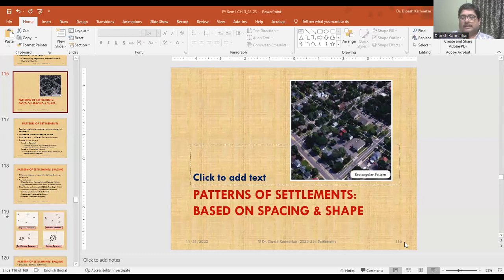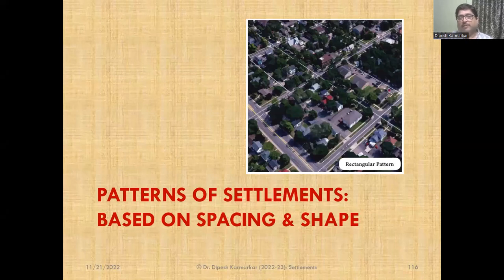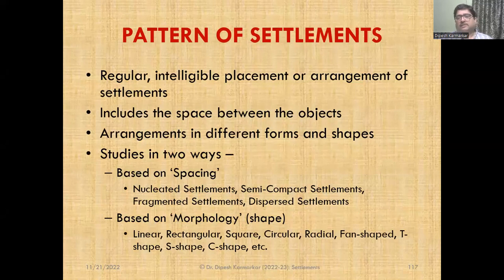In this session, we'll be talking about patterns of human settlements. And we'll talk about patterns with reference to the spacing and shape of settlements. A pattern is basically a very regular, intelligible placement or arrangement of settlements. So how settlements are arranged or placed in relation to each other gives rise to a peculiar layout or a peculiar shape, and that gives a settlement its particular pattern.